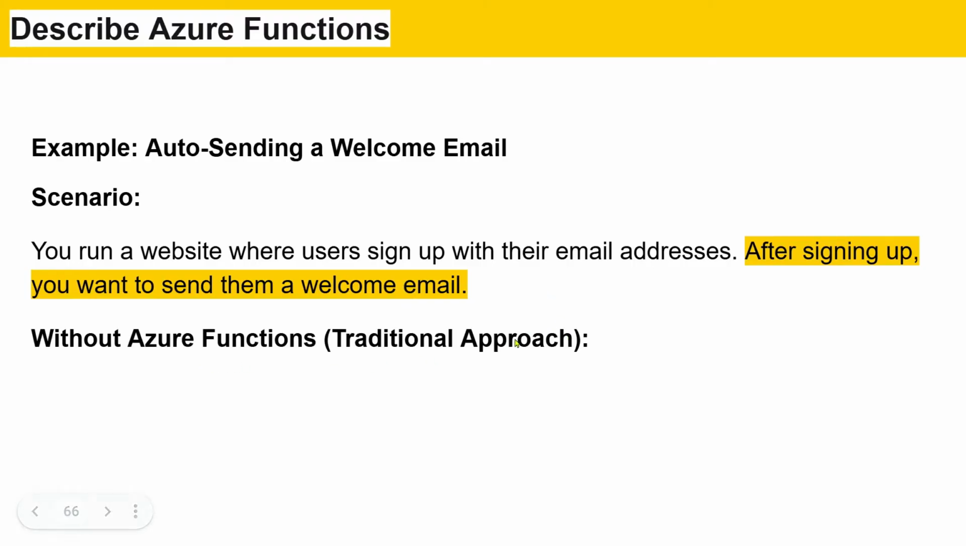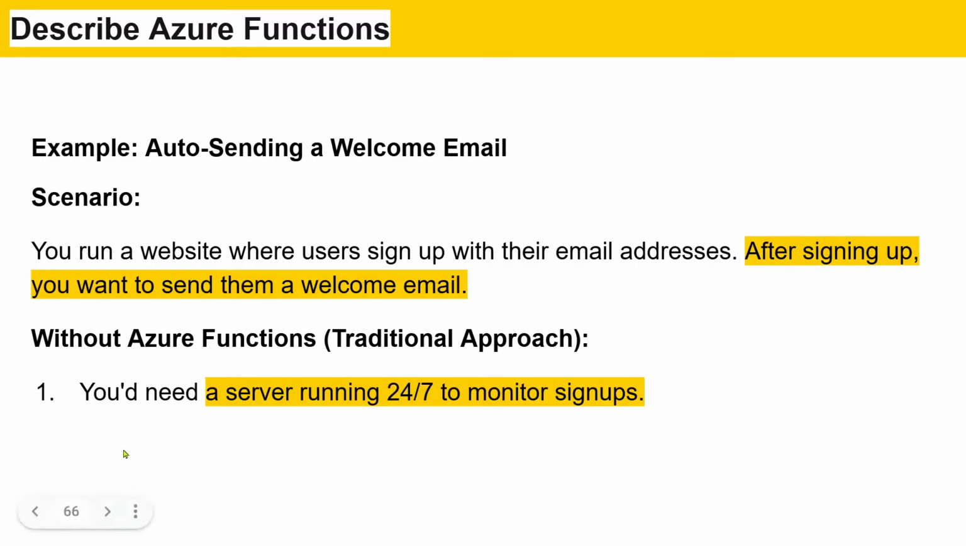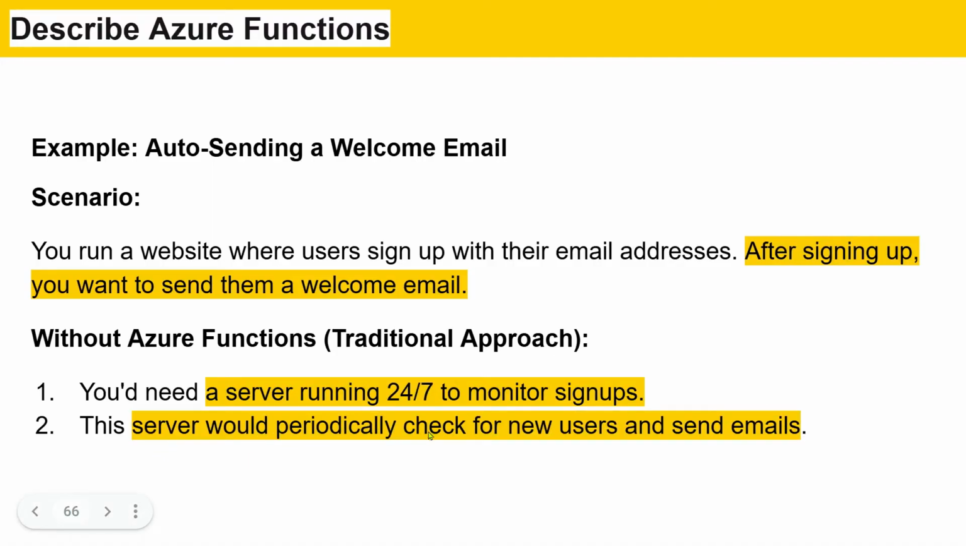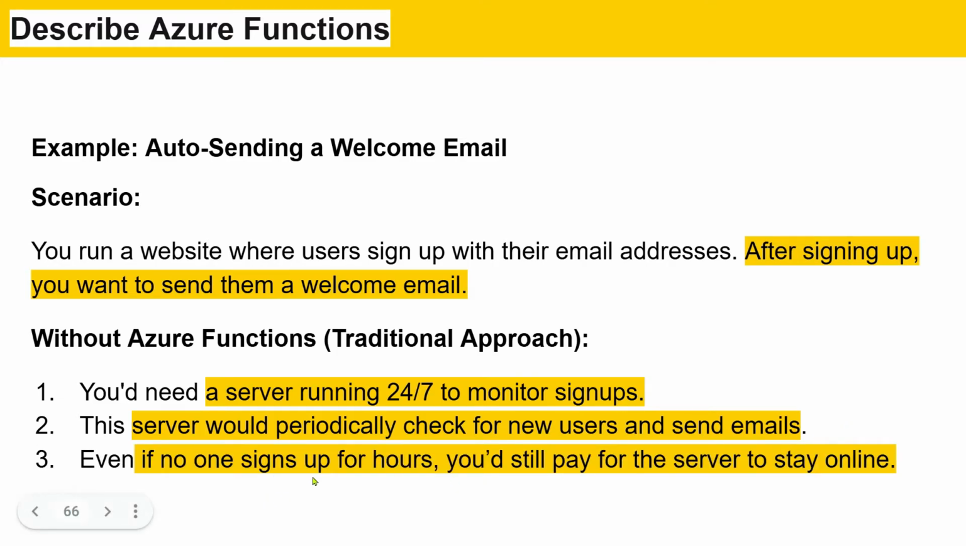Now, without Azure Functions, let's say you do not have Azure Functions, how would you really do it? You would need a server running 24/7 to monitor signups. You need a server or a VM whose job is to monitor 24/7 to see how many people have signed up. Then the server would periodically check for new users and send emails. Even if no one signs up, just imagine there are many hours where nobody is signing up, and you still pay for those servers to stay online because they have to run 24/7.